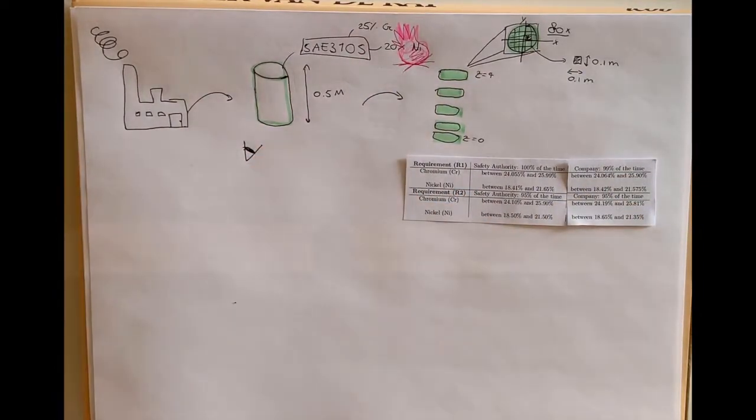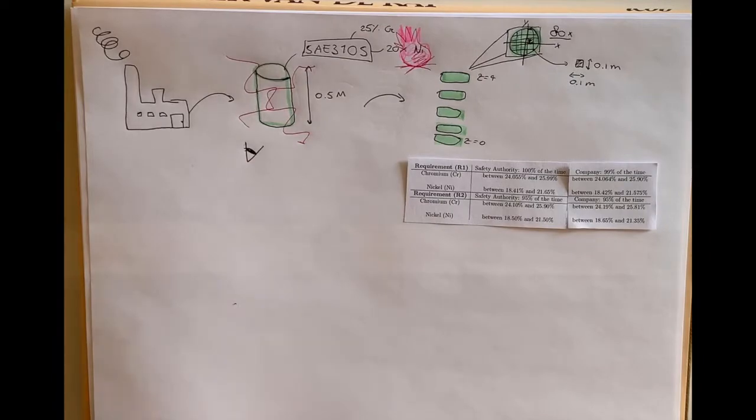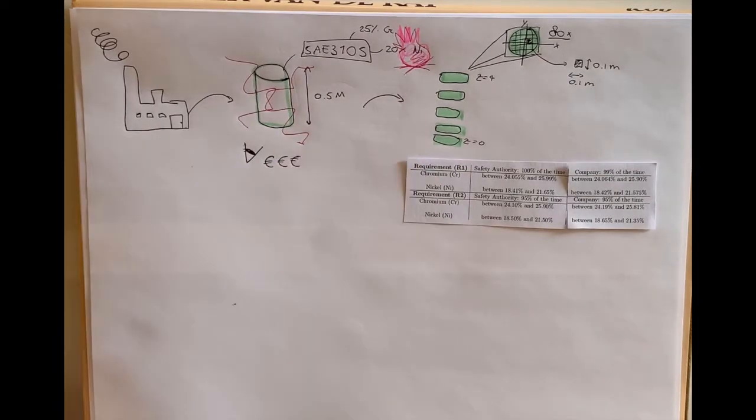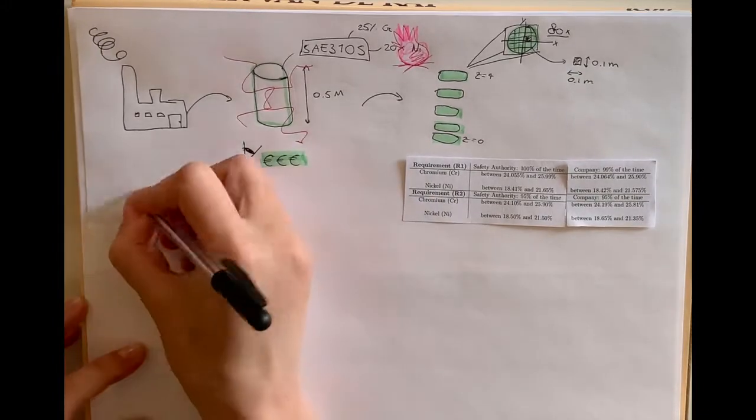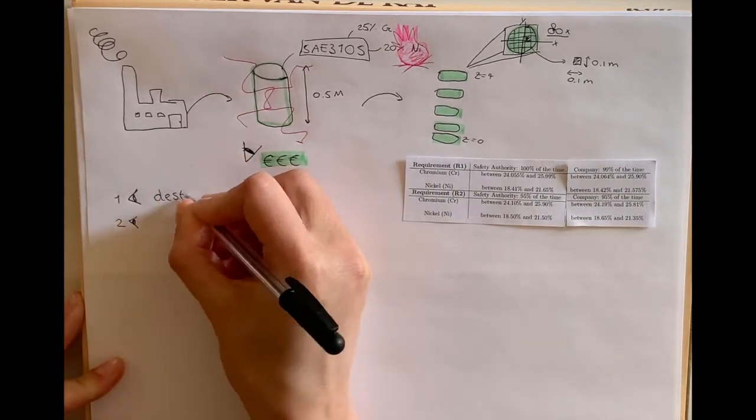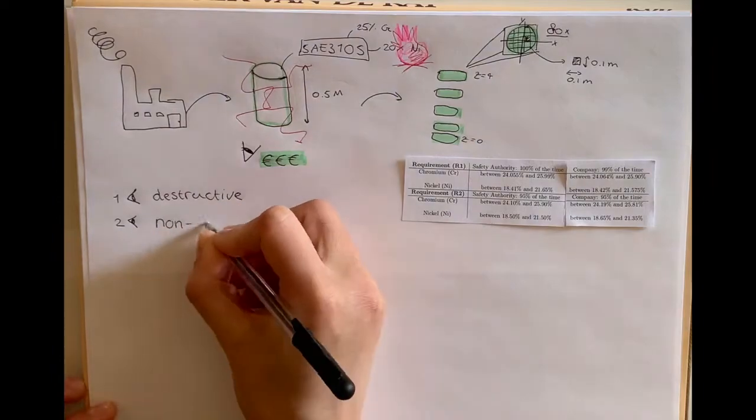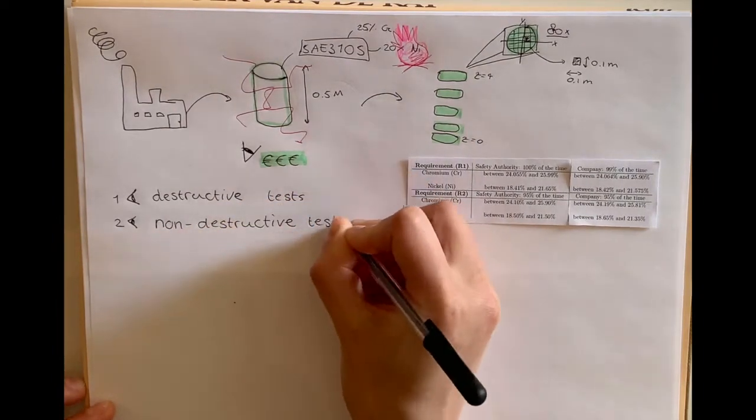If a cylinder gets checked, it means the destruction of it. So checking every cylinder would cost too much money. The company has 2 different types of electronic checking per day, namely destructive tests and non-destructive tests.